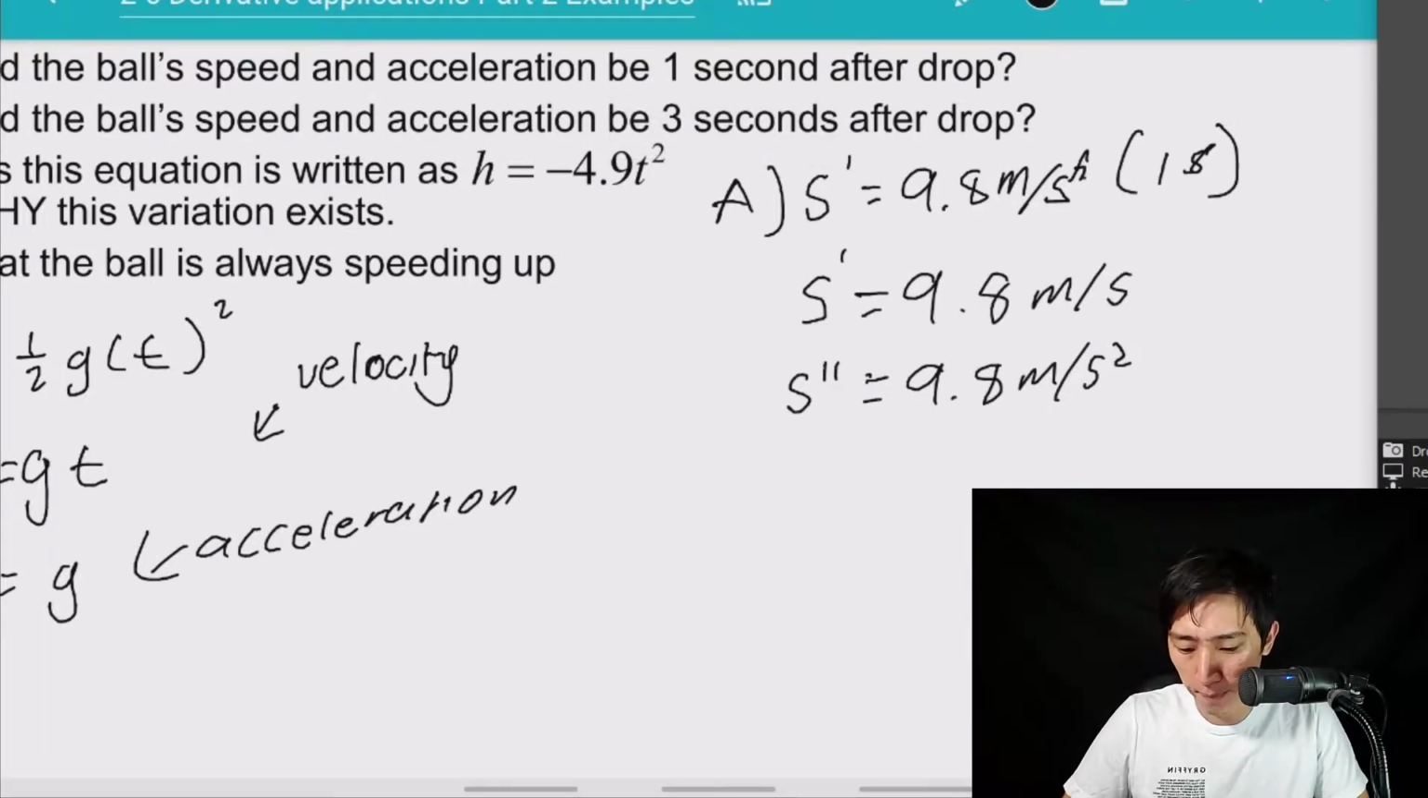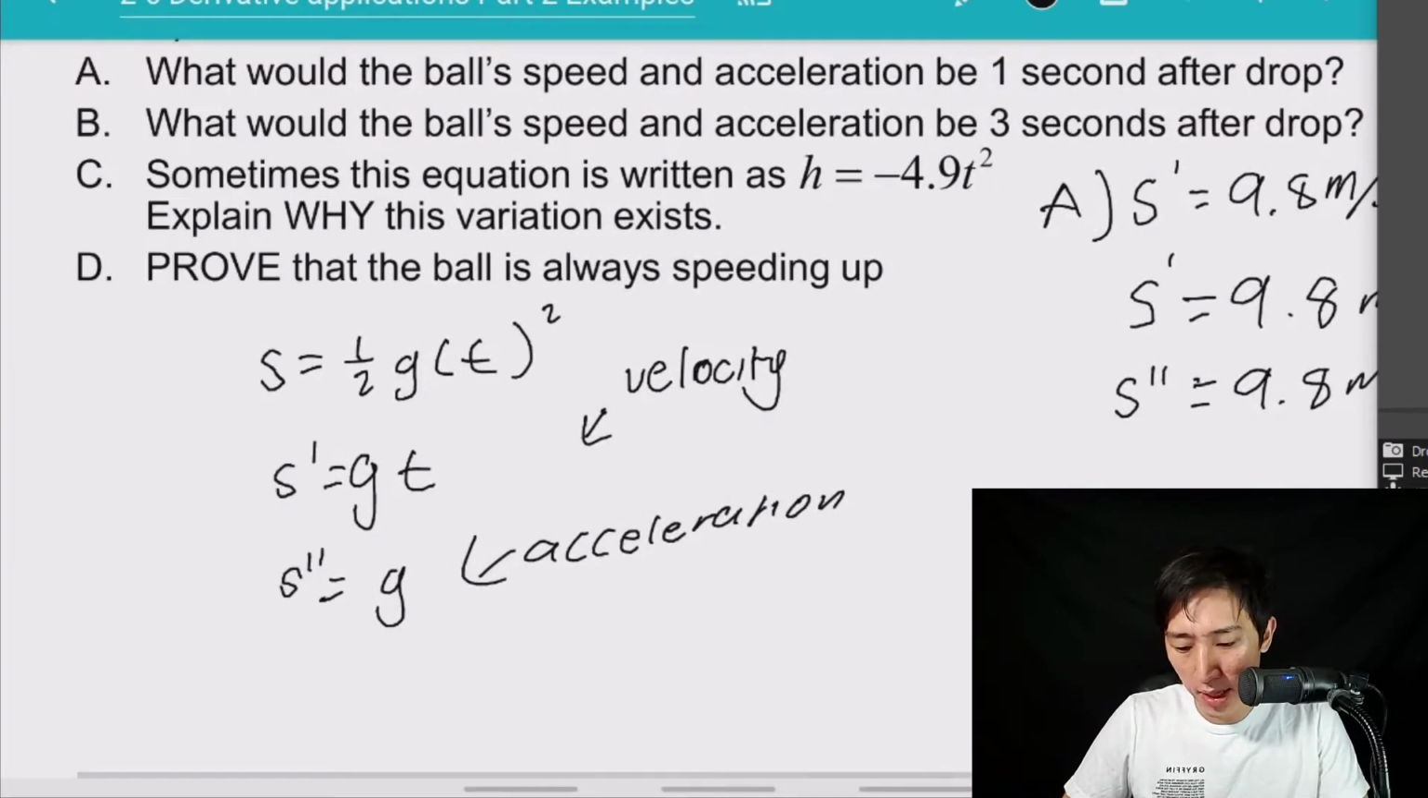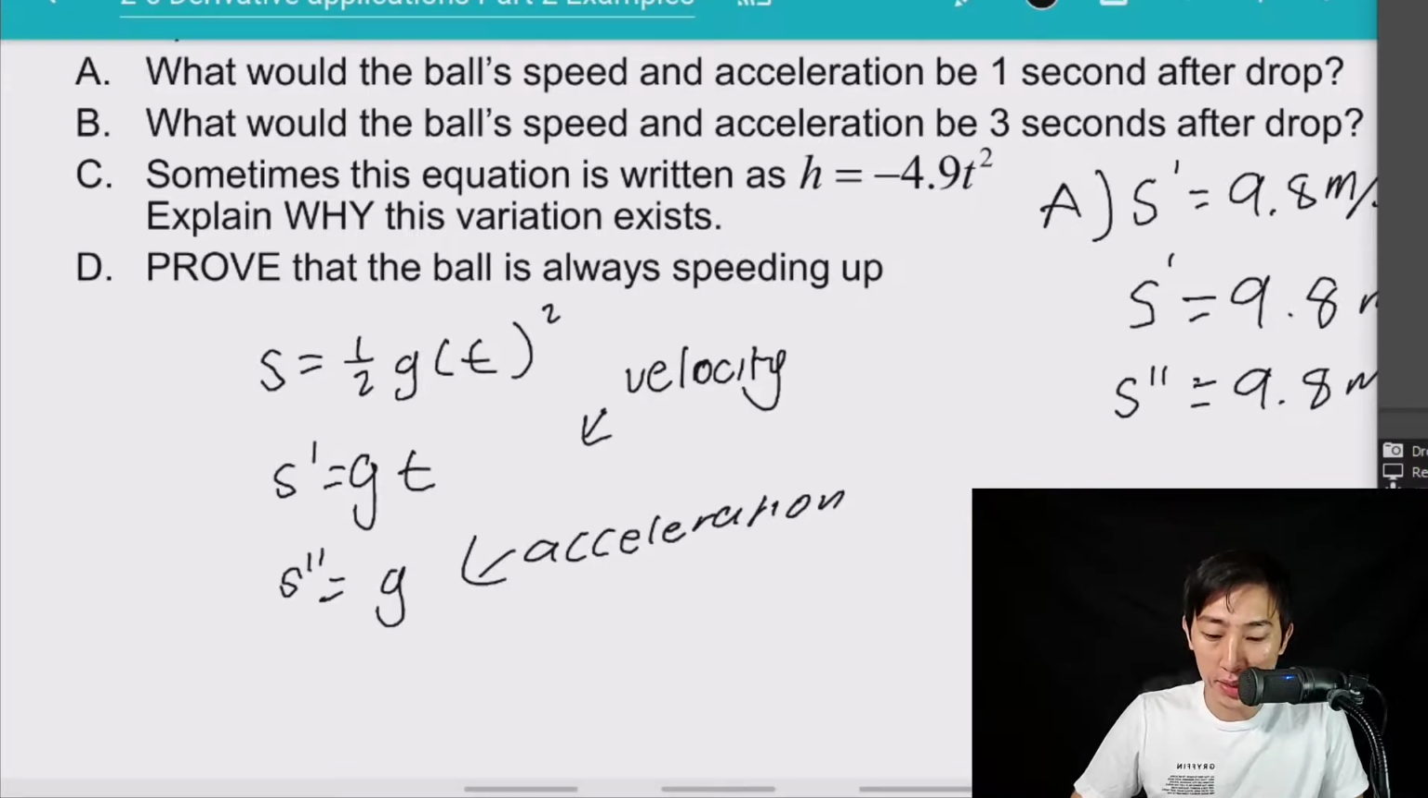So that's A. Easy. Next, what is the ball's speed and acceleration 3 seconds after drop? You just do the same thing, but you plug in 3 instead of 1. It says sometimes this equation is written as h equals negative 4.9 t squared. Explain why this variation exists.